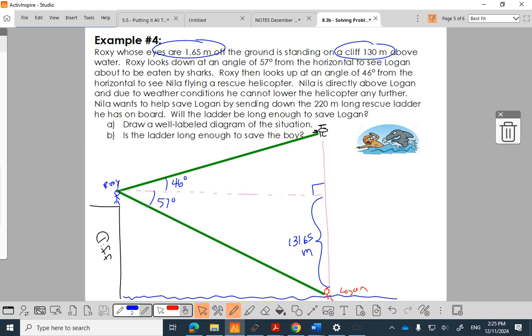Is it going to be 220? Well, it's at least 131.65. The rescue ladder's got to be at least that long. So now the big question: what am I really after here? What spot am I really trying to solve for? This straight eye level line, from the helicopter to the right angle. This is what I really want here. I got to do something with it, and we'll get to that at the end.